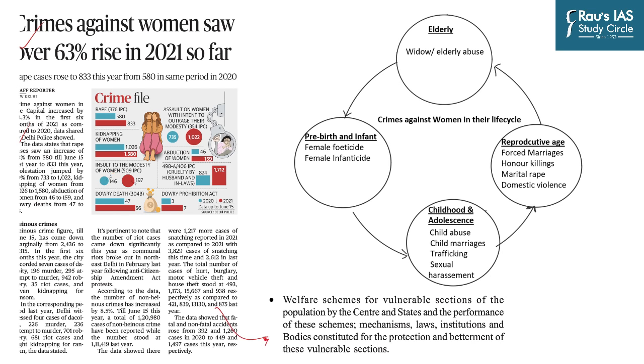But we know that there is a line in the syllabus of GS paper 2 which says welfare schemes for vulnerable sections of populations, mechanisms, laws constituted for the protection and betterment of these vulnerable sections. And we know that women are one of the most important vulnerable sections of all. And so, when we talk about crimes against women, they can be categorically divided through their life cycle stages, which has been represented in this particular flowchart.